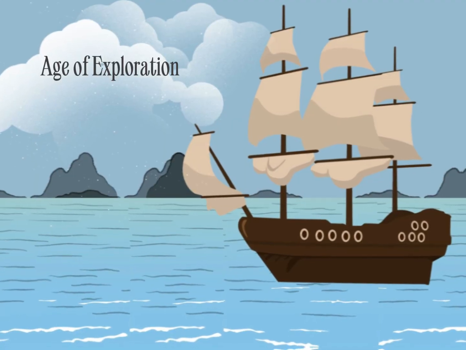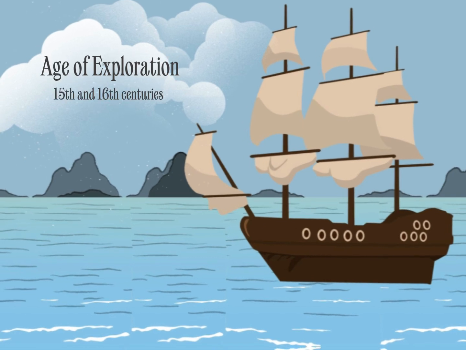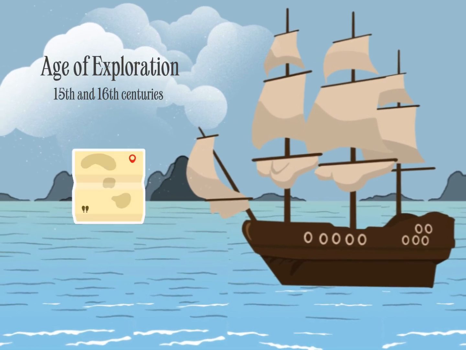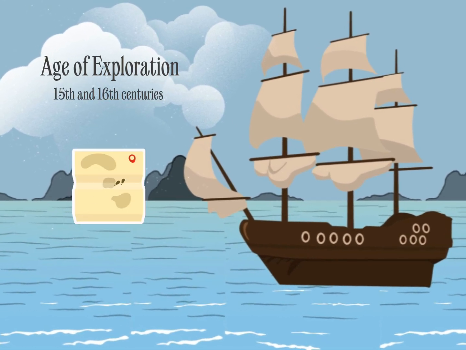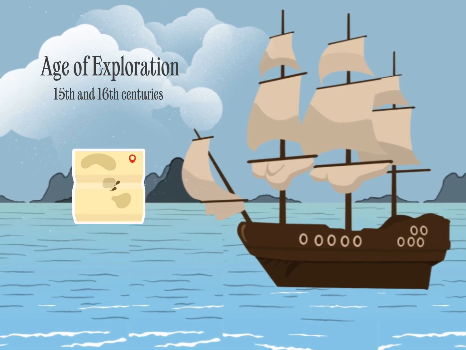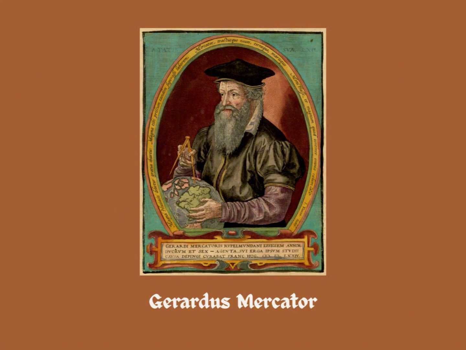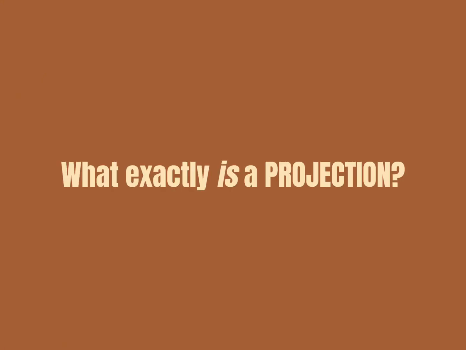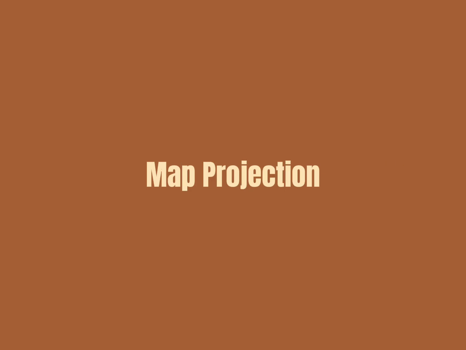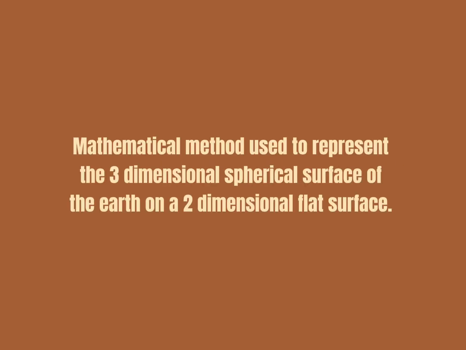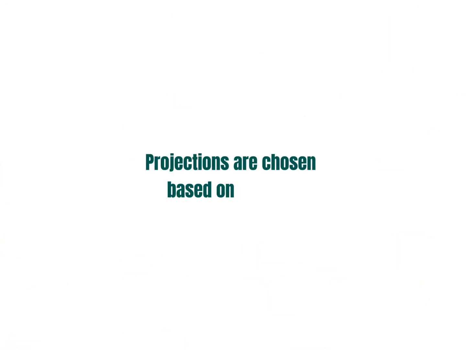Early modern Europeans during the Age of Exploration in the 15th and 16th centuries required accurate maps for long-distance sea travel, leading to advancements in navigation. In 1569, Gerardus Mercator developed the Mercator map projection. What exactly is a projection? A map projection is a mathematical method used to represent the three-dimensional spherical surface of the Earth on a two-dimensional flat surface. Projections are chosen based on the goal.